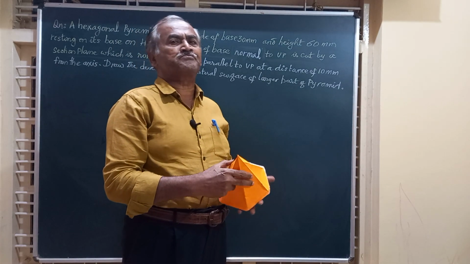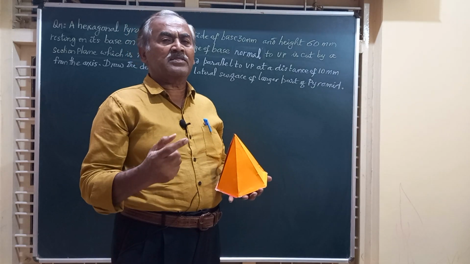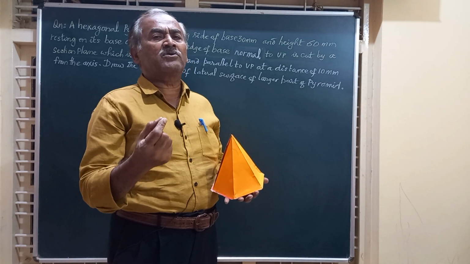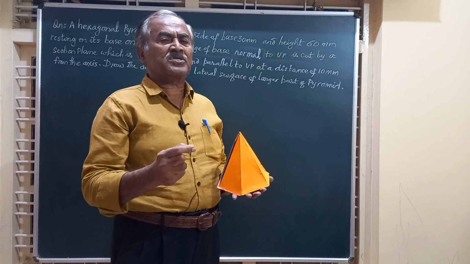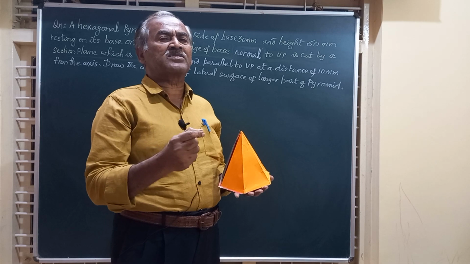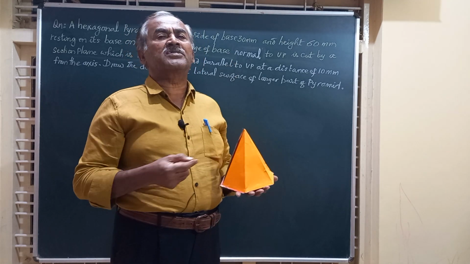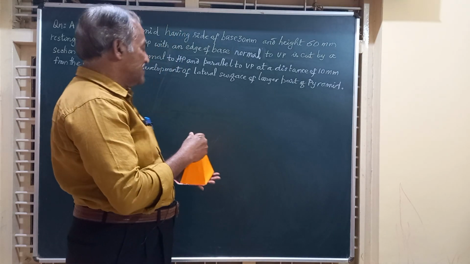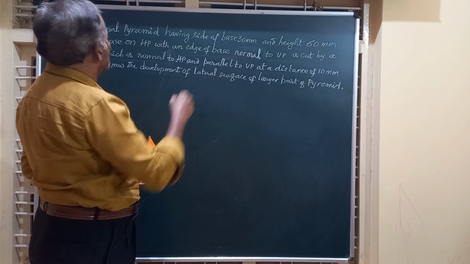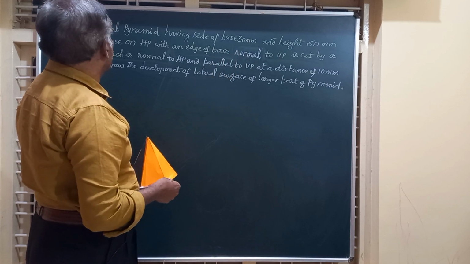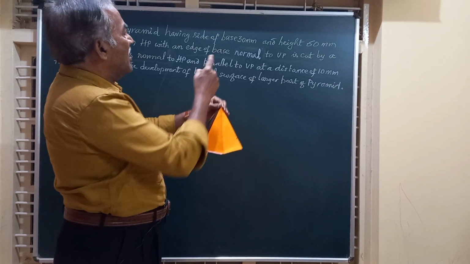Friends, basically there are two stages involved in the development of the lateral surface of any solid. First of all, we have to place the solid on HP to the given condition in the question. So in this question he says a hexagonal pyramid having dimensions so and so, resting on HP on its base with an edge of the base normal to VP.